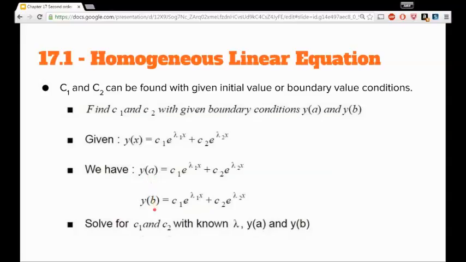And we have the boundary conditions here, where it is ya and yb. And we set it equal to the equation. And we can solve it with a system of equations to get c1 and c2.